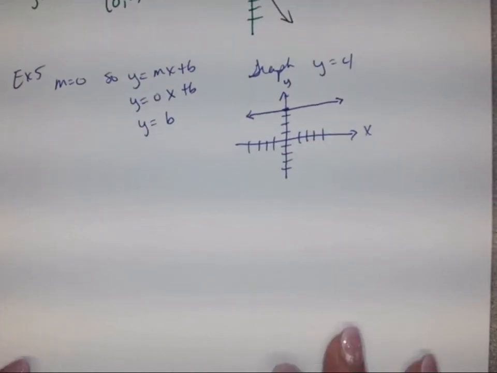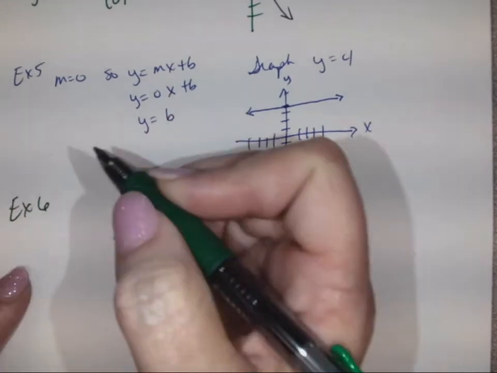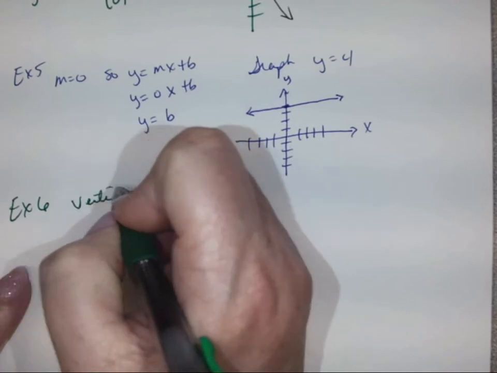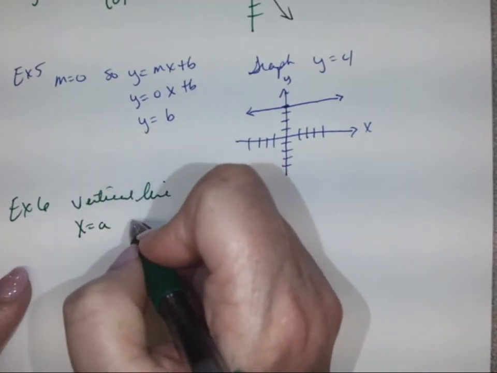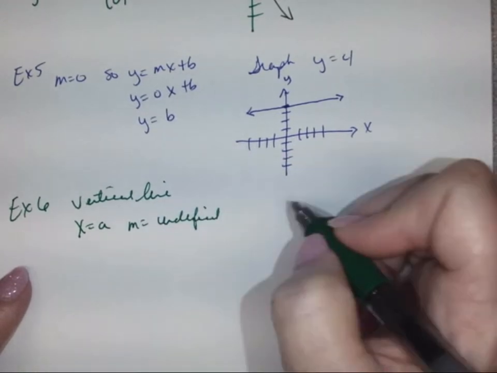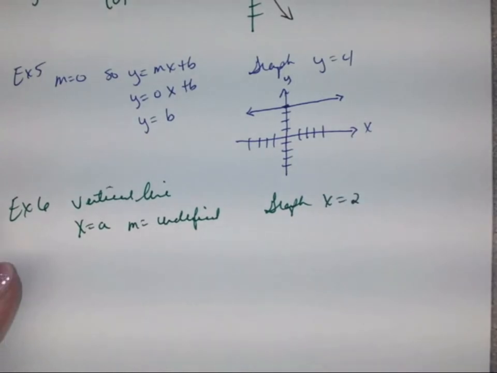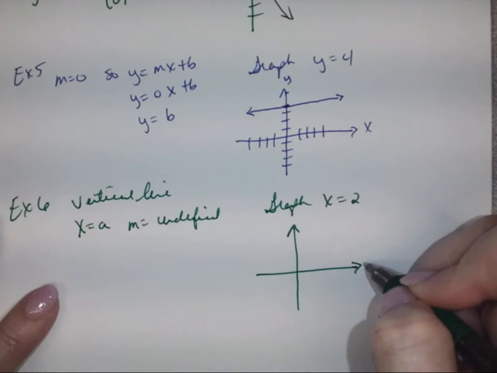Now let's look at another example. If we look at example 6, we're looking at graphing a vertical line. So remember, that's x equal to a. Our m is undefined. And we want to graph x is equal to 2. So this time we only need 2 hash marks.